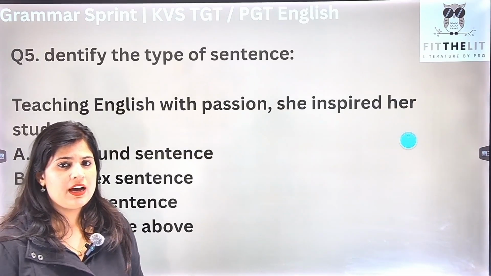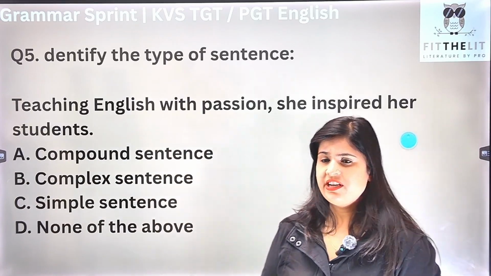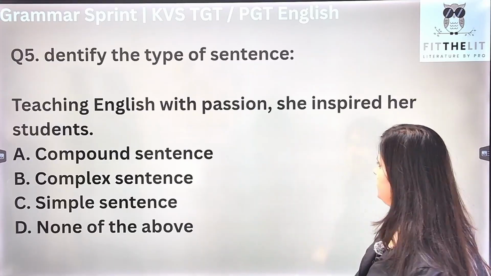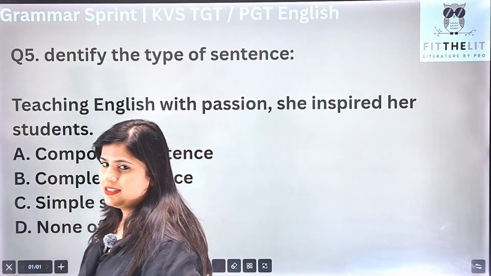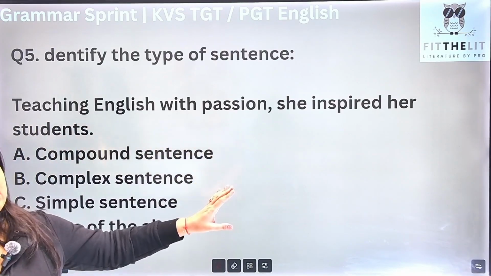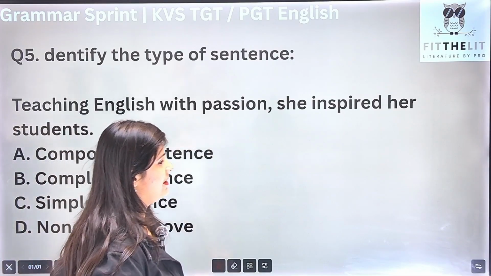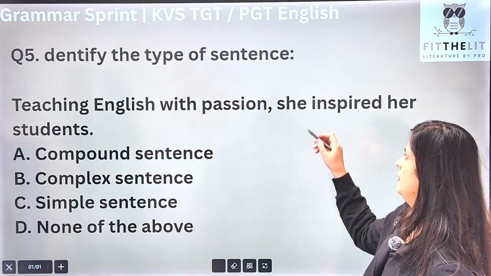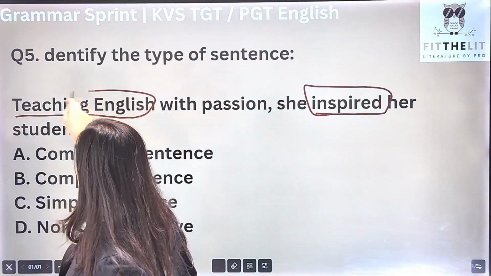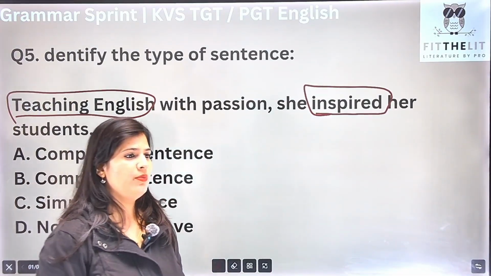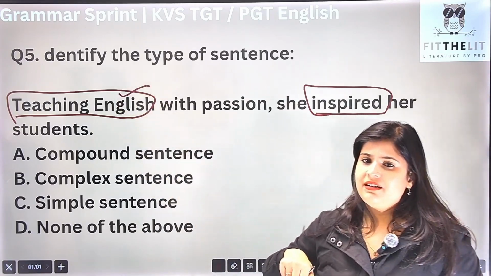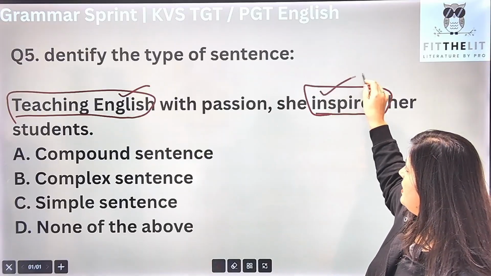Question number 5. Identify the type of sentence. Teaching English with passion, she inspired her students. So look at this particular sentence and try to analyze कि कितने यहाँ पे हमारे finite verbs हैं. यहाँ पे if you look at this particular sentence closely, you will find कि हमारा सिर्फ एक ही finite verb है यहाँ पे. Actually, ये हमारा non-finite verb है, gerund, and of course this is not a finite verb. ये हमारा finite verb है.